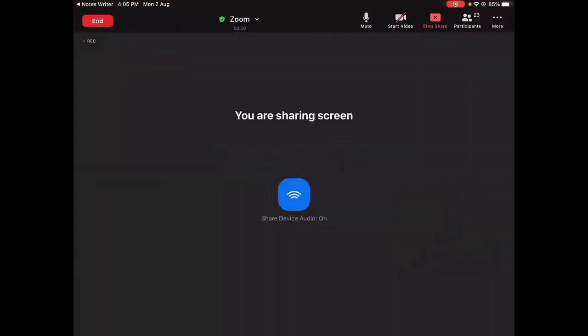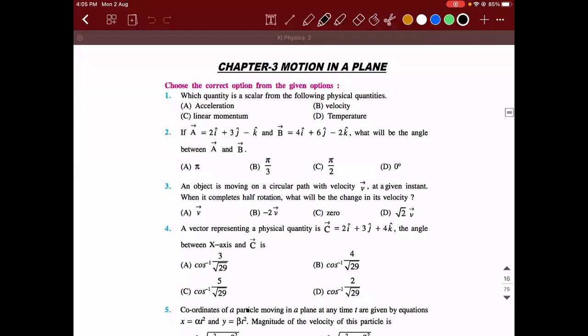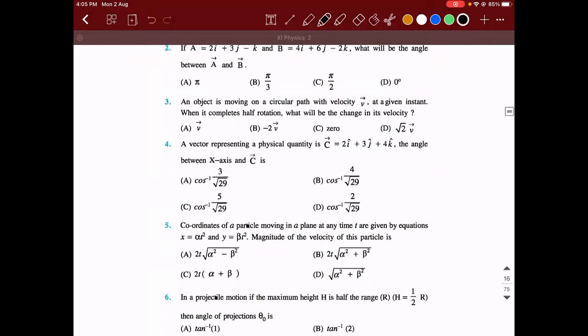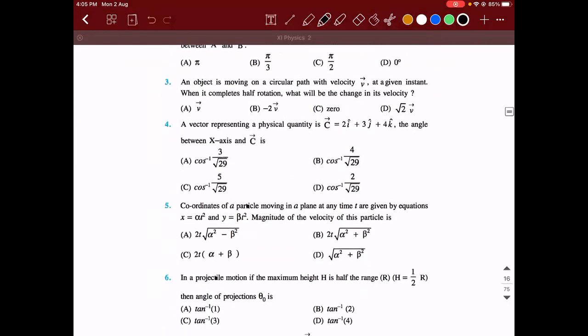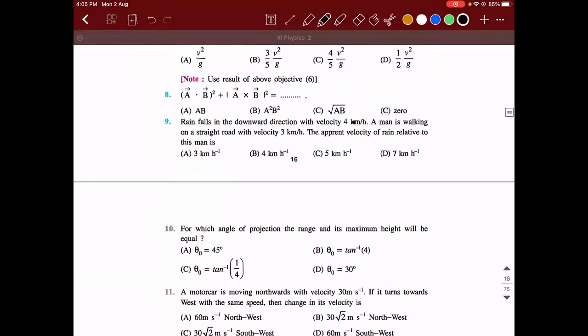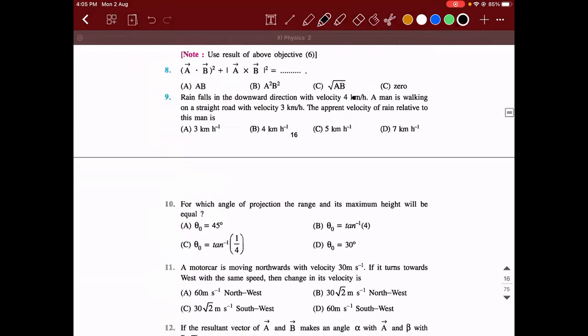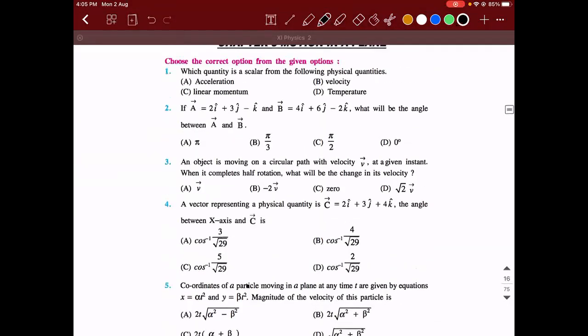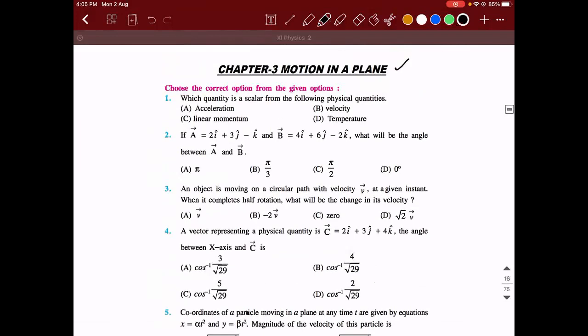Yes, sir. Listen. So we'll discuss few problems from the motion in a plane. I think we have completed vectors already. So vectors problems we have completed. Now we will solve some problems that are based on projectile motion. Did we complete projectile motion also? I don't think so. We'll do them. So let's start with the third problem.